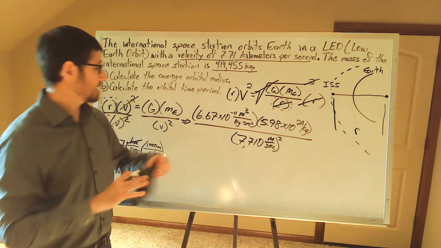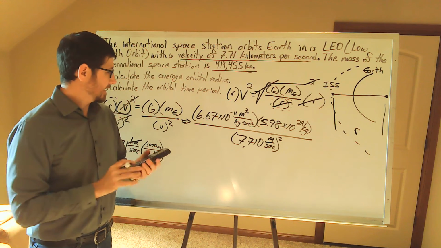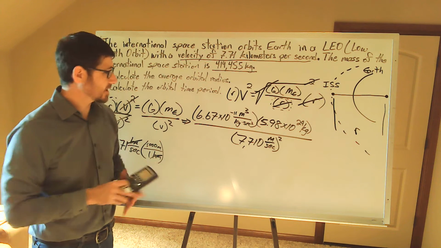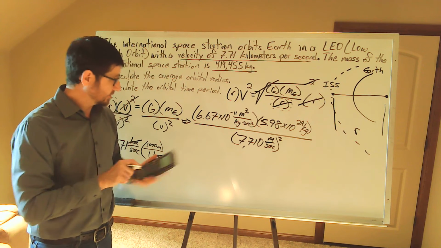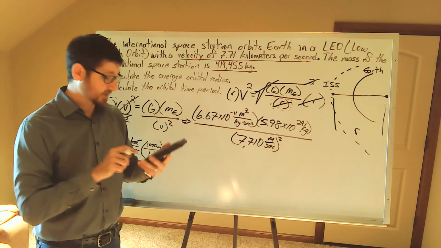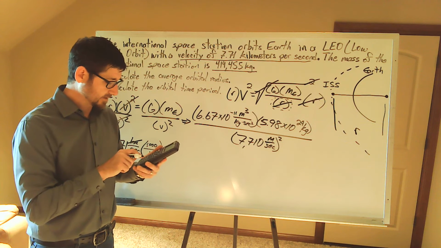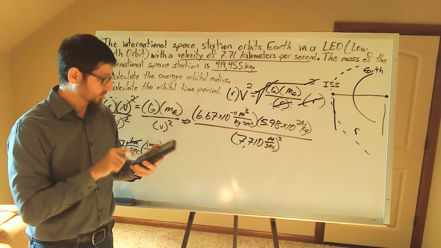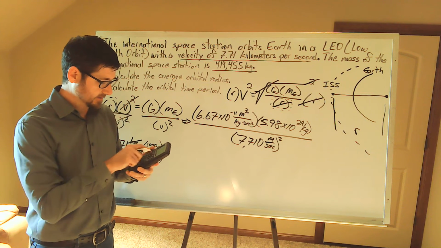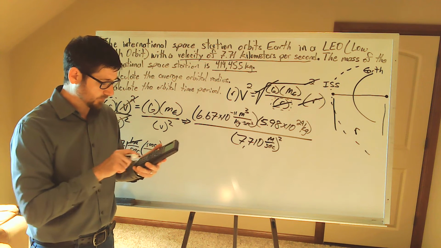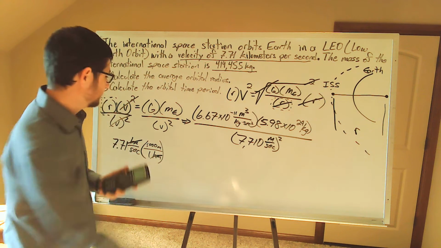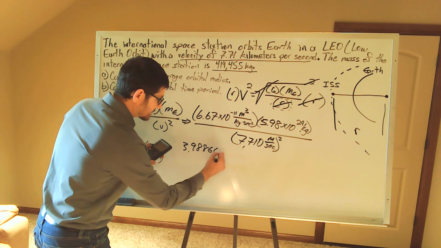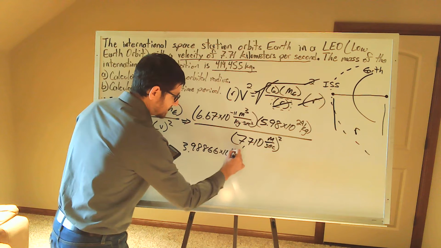So let's get out our calculators and let's go ahead and resolve our numerator first, and I just want to talk about the numerical value. So let's start with our universal gravitational constant, 6.67 times 10 to the negative 11th. We're going to multiply by 5.98 times 10 to the 24th. This is going to give me 3.98866 times 10 to the 14th.